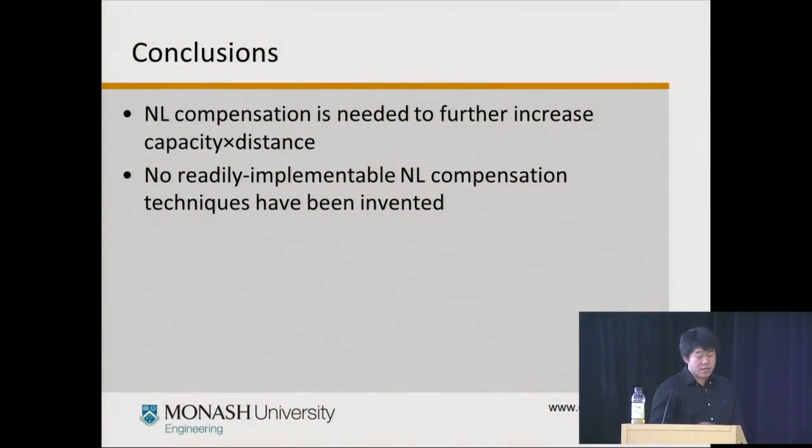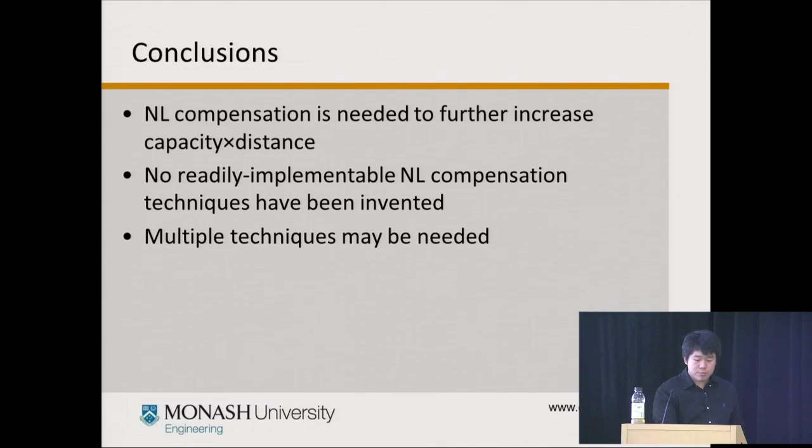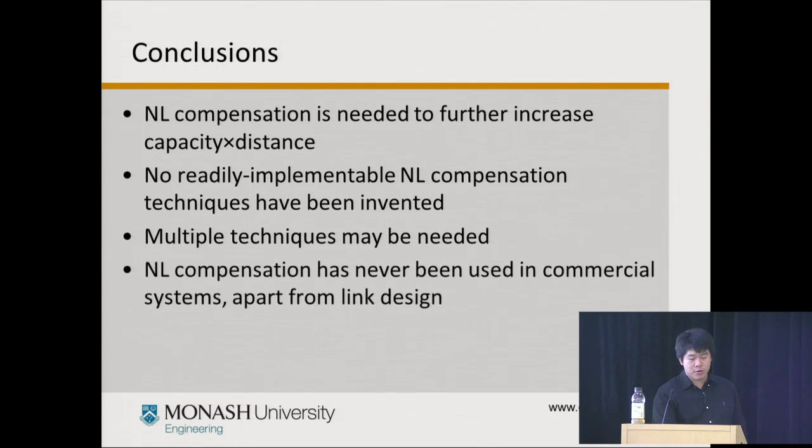Just to summarize, nonlinearity compensation is needed to increase the capacity times distance product, but no readily implementable nonlinearity compensation techniques have really been used. Each has its advantages or shows promising results, but they are not necessarily very practical in a real system. And in the future, we may need multiples of these techniques to give some significant performance increase.